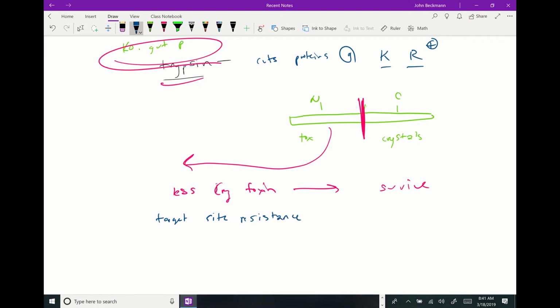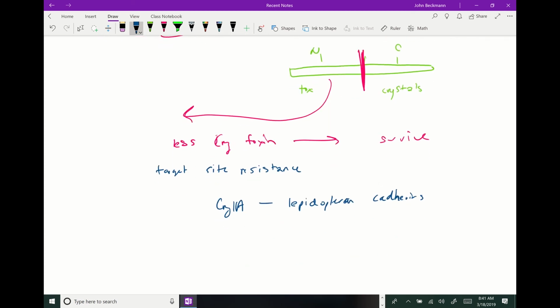So that's why if you get resistance to Cry1A, which might be a particular toxin that is good at binding lepidopteran cadherins, that doesn't necessarily mean you're going to be resistant to Cry2A or Cry2AB or whatever all these different things are, because it's target site specific. But there are some target sites that overlap. So that's that. This is good.